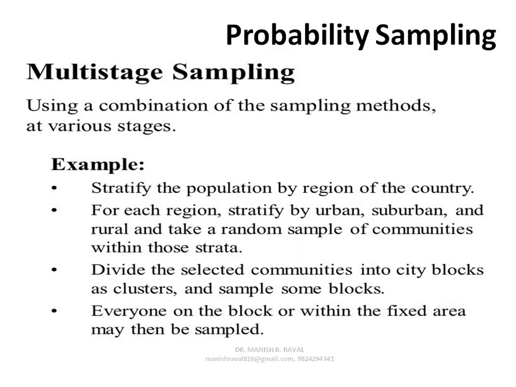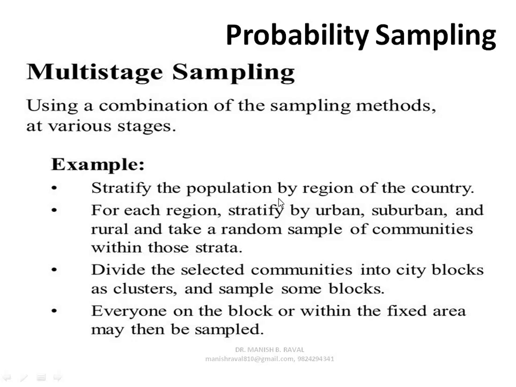Next comes multi-stage sampling. Now what do we mean by multi-stage? So for example, under one stage and two stage, we divided the population according to stage 1 and then stage 2. Now what do we mean by multi-stage sampling? Let us understand. Stratify the whole population by region of a country. For each region, stratify by urban, suburban and rural, and take a random sample of the communities within those strata.